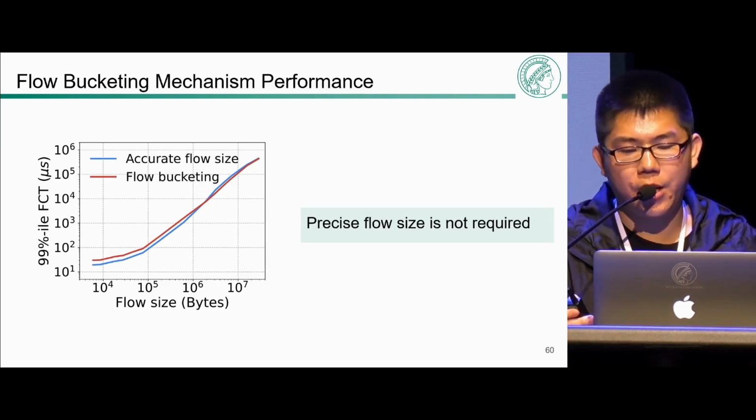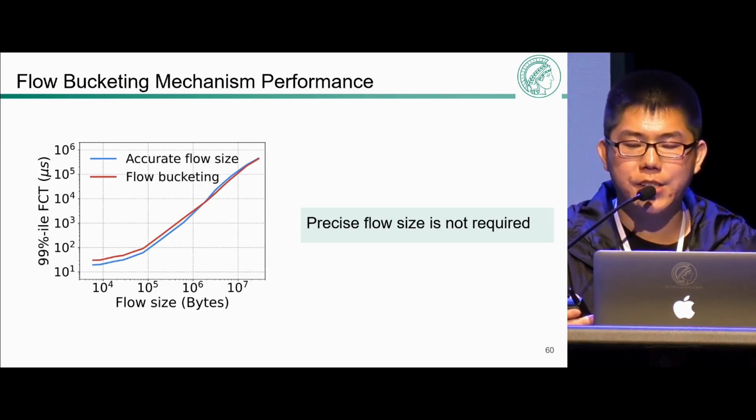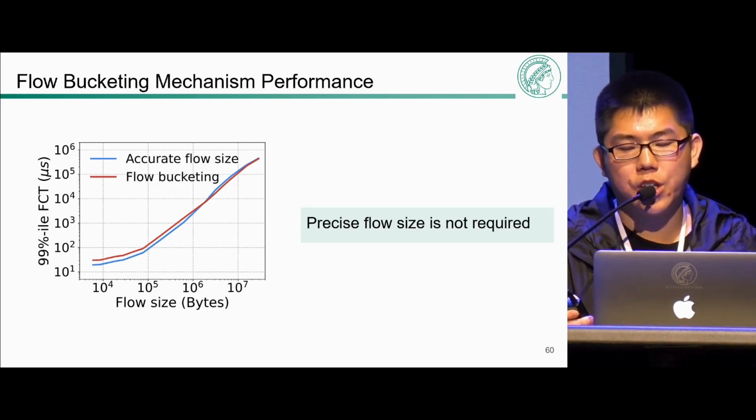Finally, we compare the FCT performance under precise flow size information and flow agent. We see that these 2 curves are quite close to each other. This figure proves that UCMP routing does not require precise flow size information.